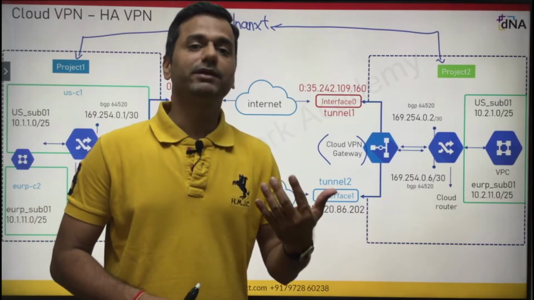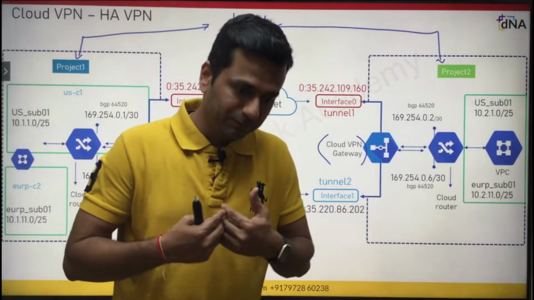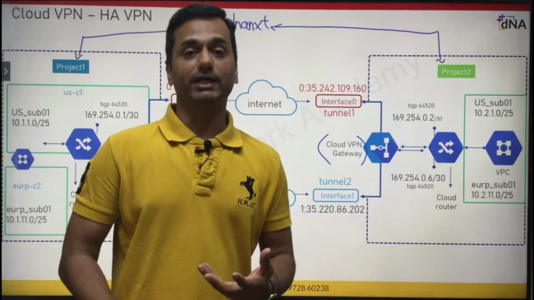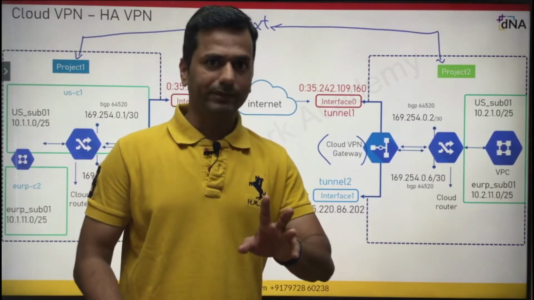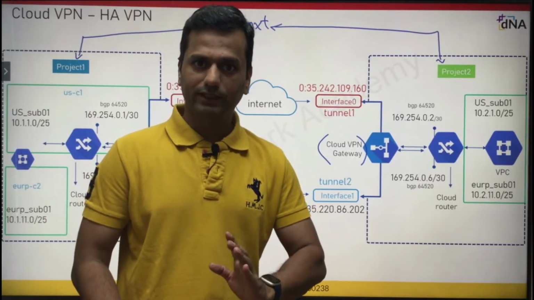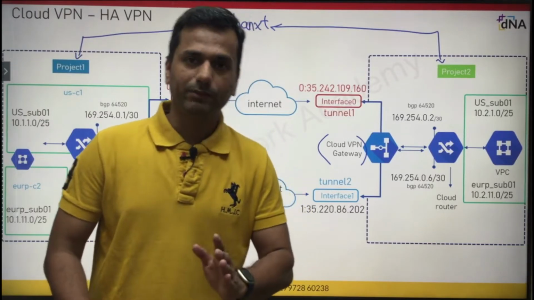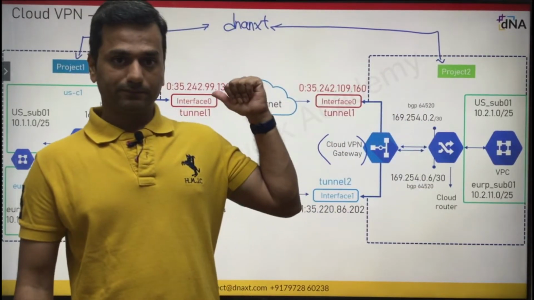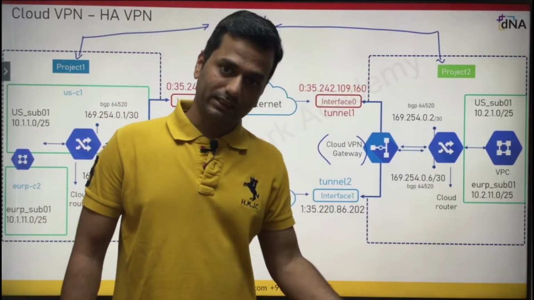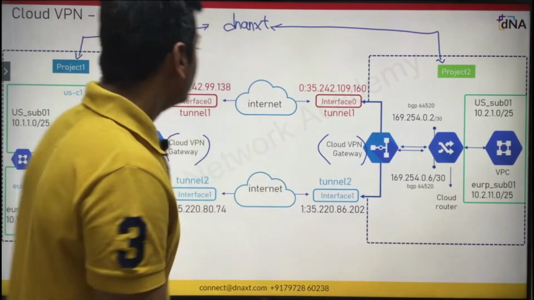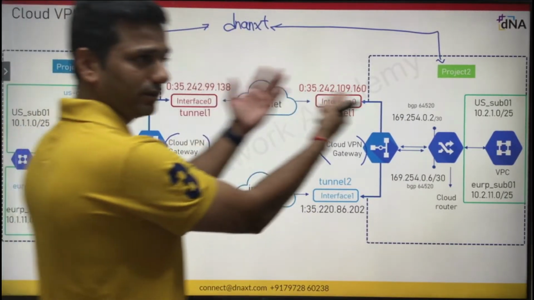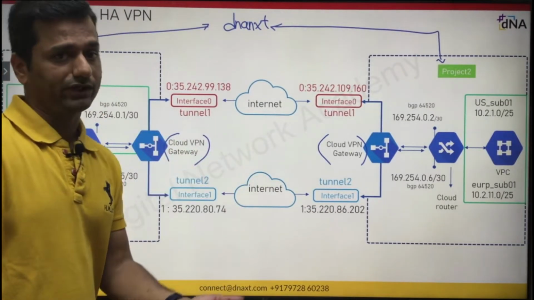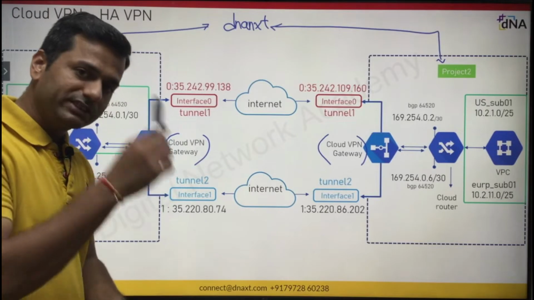But GCP provides that level of flexibility where you can utilize Cloud VPN, Classic VPN as well as HA VPN, between the two projects. I am not only talking about HA VPN. Now here we have project 1 and project 2. Of course, each project will have its own independent configuration. So how does HA VPN work?